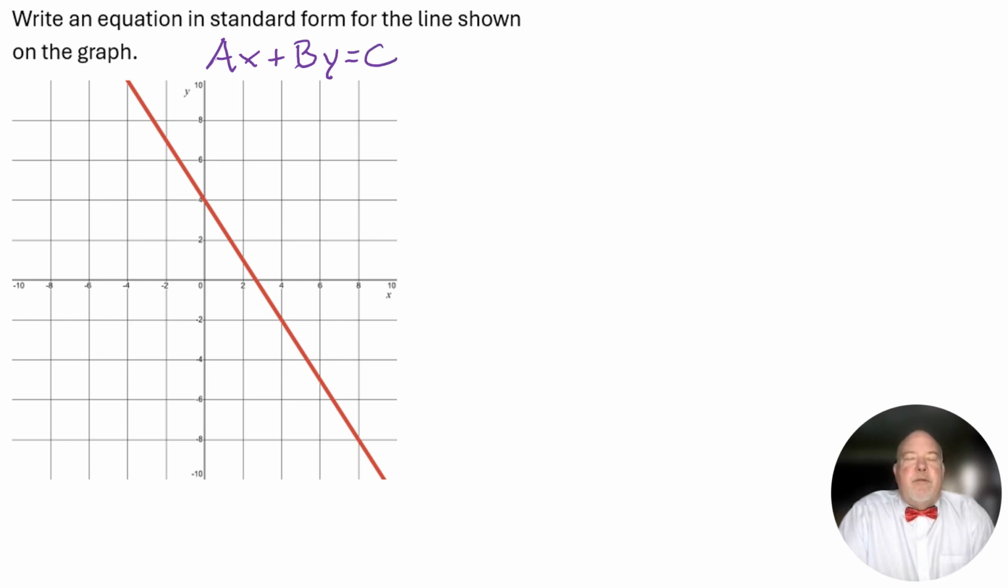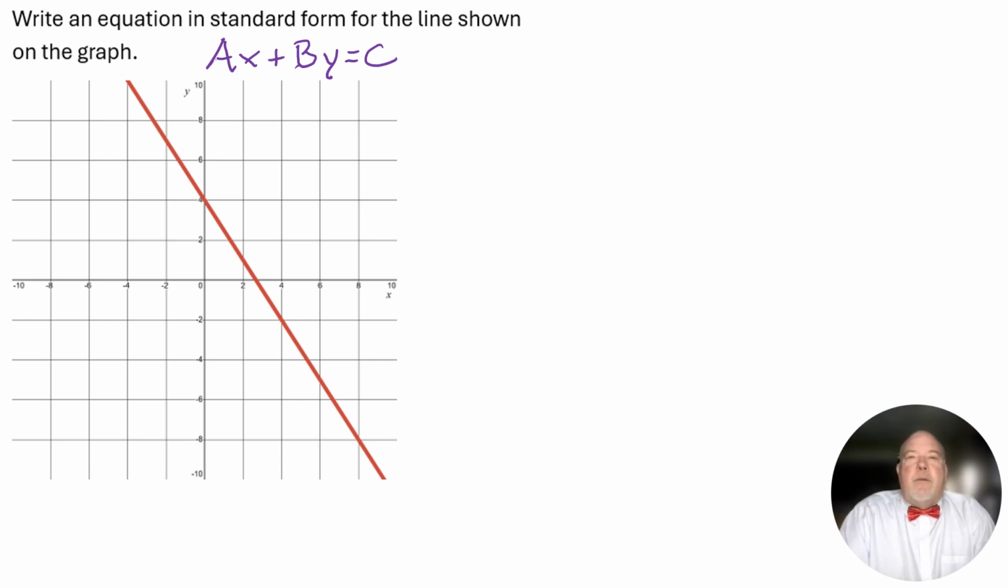Now, standard form, I tell my students, is the least useful form because the A, the B, and the C don't really mean anything. The other forms that we have for linear equations, the different coefficients and constants give you something about the graph. So we have a choice. We're not going to start off by writing it in standard form.